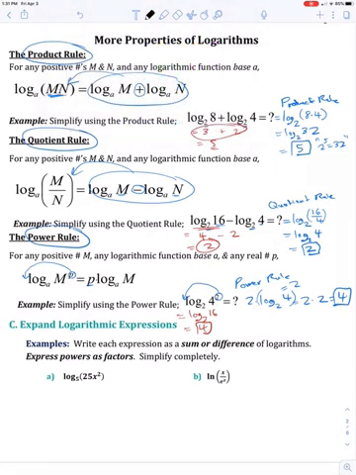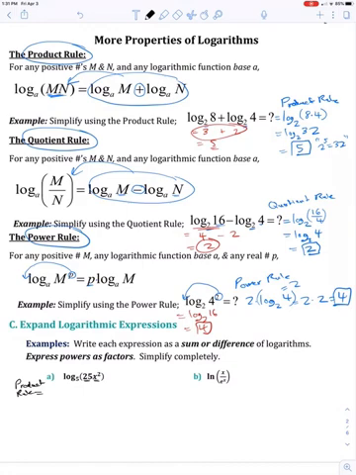Let's take some examples and put these properties together here in examples A and B. It says write each expression as a sum or difference of logarithms, express powers as factors, and simplify completely. So log base 5 of 25 times x squared. Well, again, we've got a product. We've got a couple factors. So let's go ahead and use the product rule.